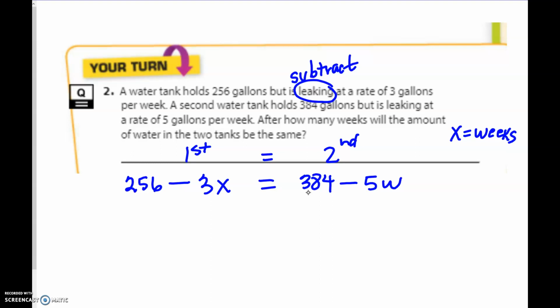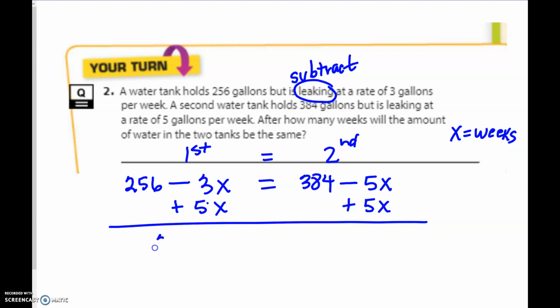All right, I'm going to get my X's together first. I can see for some reason I wrote a W instead of an X, probably because I was thinking of weeks. But I should have the same letter here. So I'm going to add 5X. I like to add the smaller number because when we take negative 3X plus 5X, we end up with a positive X value. And normally we like dealing with positive numbers over negatives.